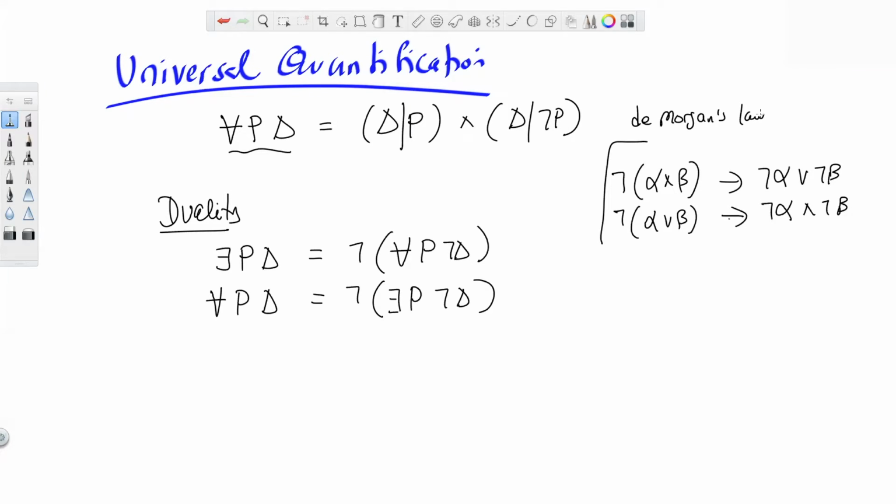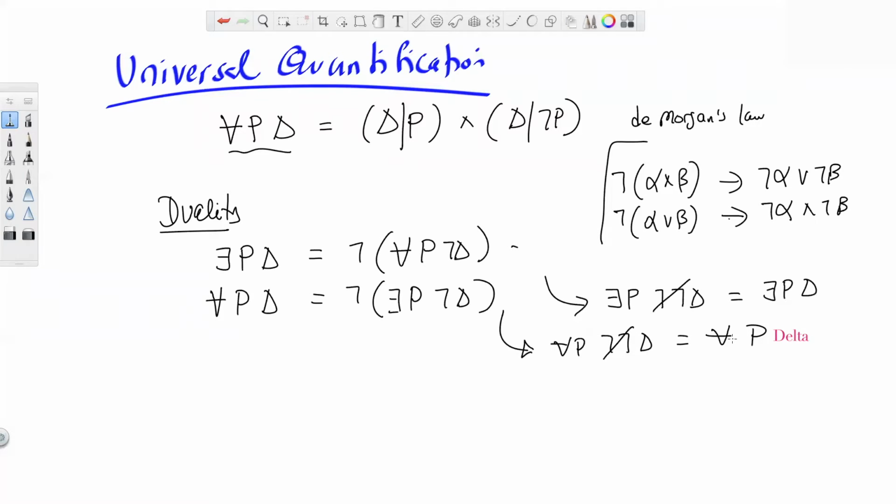Similarly, if you're pushing a negation through a quantifier, it flips. So if I'm pushing the negation inside, walking through a for all, then that becomes there exists. Let's do this here. You push this inside, it becomes there exists P, and then not delta, and these cancel, so there exists P delta. Similarly here, if you push this inside, you get for all P, it flips, and then not delta, and they cancel, and this is for all P. So when you push a negation through a quantifier, that quantifier flips.